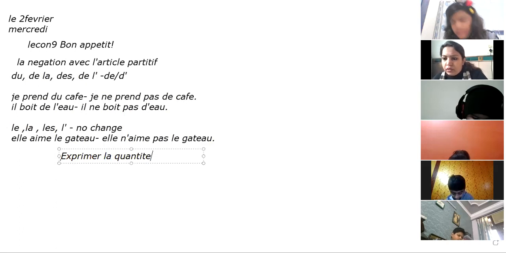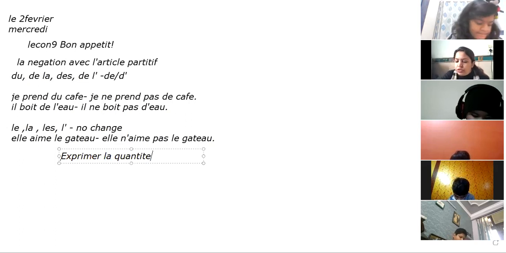Une tranche de pain, a slice of bread. Une douzaine d'oranges, a dozen oranges. Une part de pizza, a part of pizza.